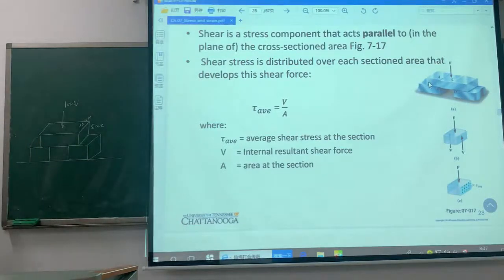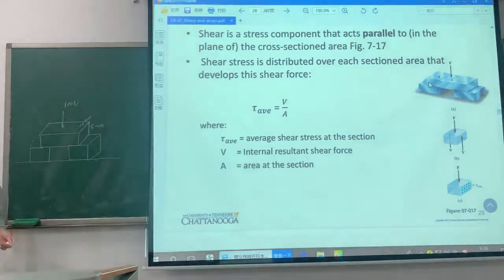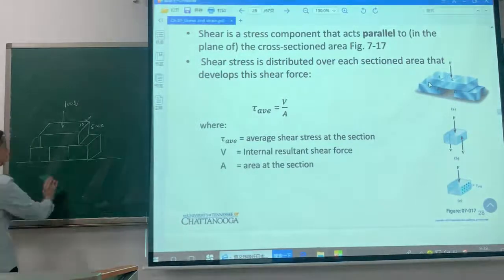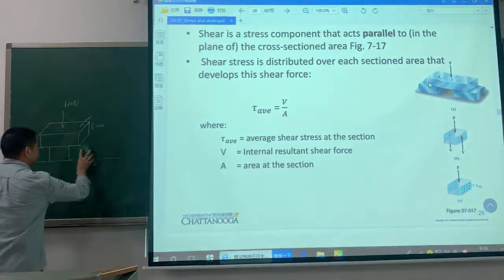At first, we have to find the shear force. Yes, we have to find the shear force. When you want to find it, because shear force is internal force, we first have to get the free body diagram. Remove all the surroundings.